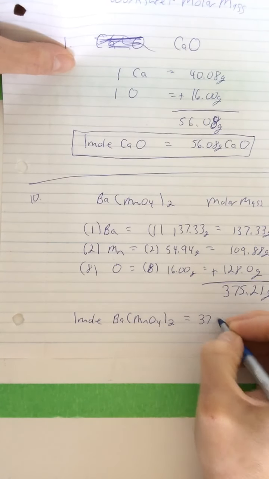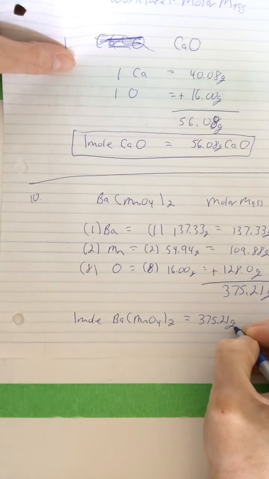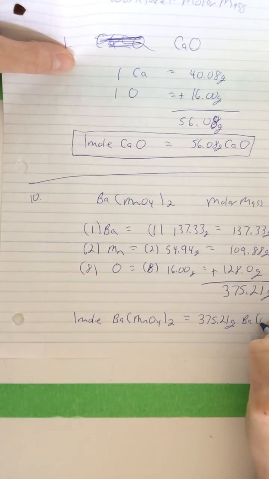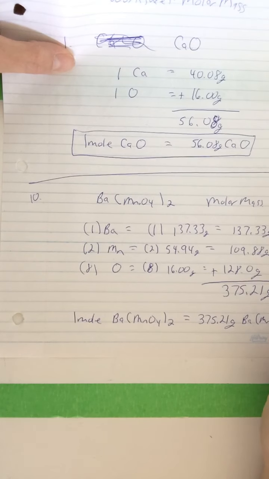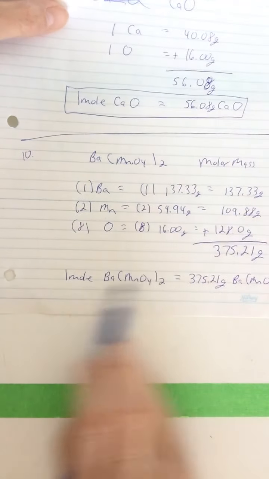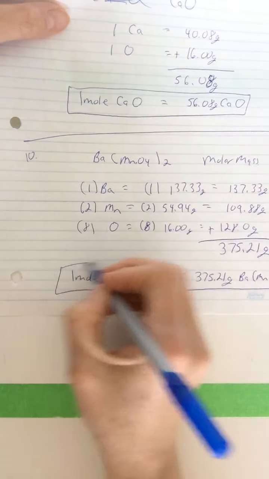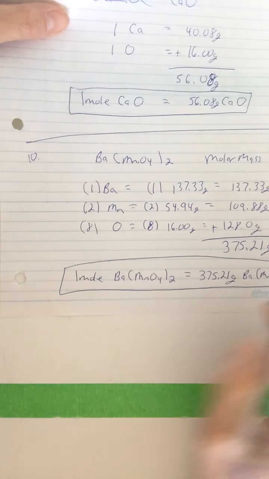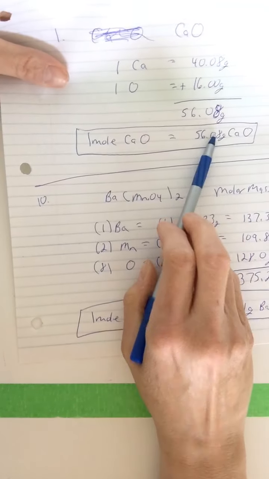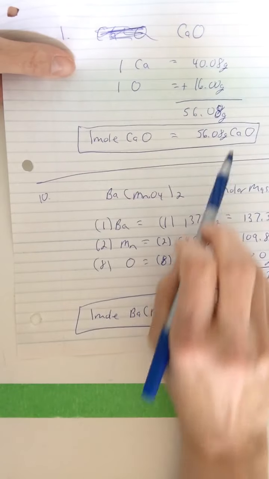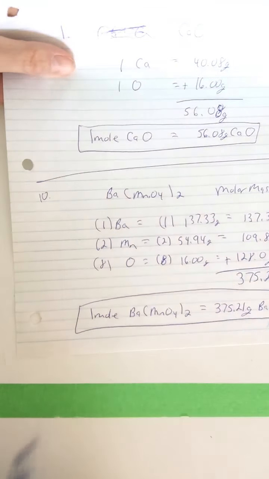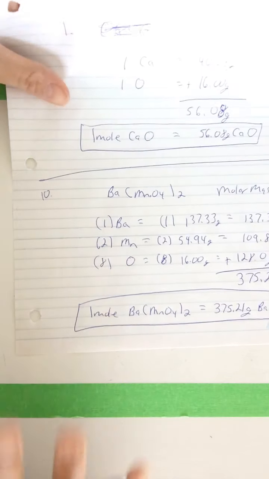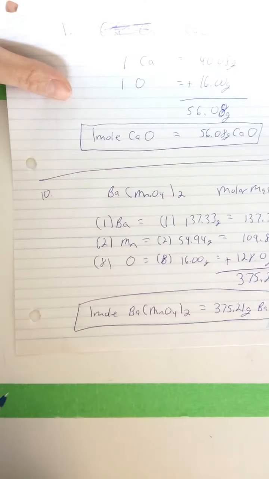equal to 375.21 grams of the same thing, Ba(MnO4)2. Okay? This is my conversion unit. We're going to use these numbers on the next part. We're going to use these conversions. Okay? So that's number 1 and number 10, the easiest on the worksheet and the hardest on the worksheet.